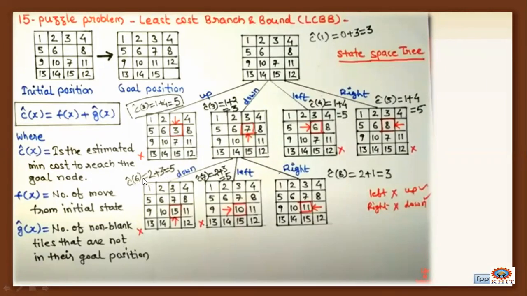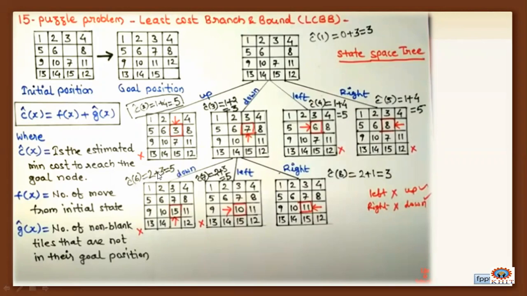The C cap of 6 value I have found is 5. C cap of 7 value is 5. C cap of 8 value is 3. So already I said how to calculate the C cap of 6 value, C cap of 7 value, C cap of 8 value. In this way, you need to calculate each and every frame, and you will get the values.